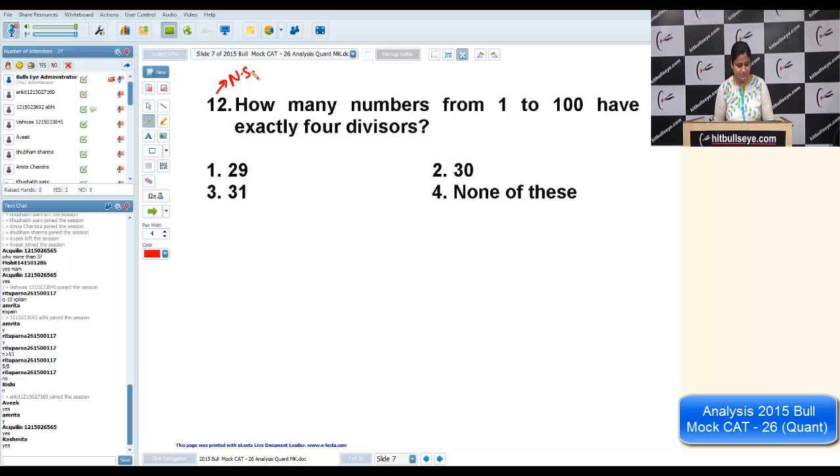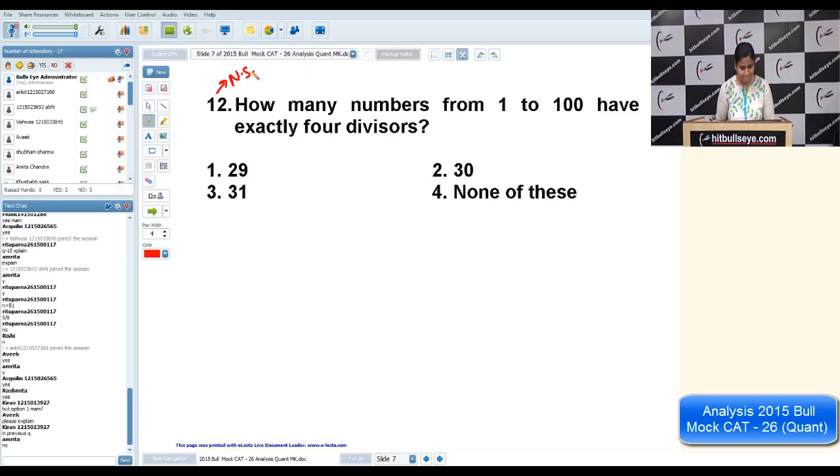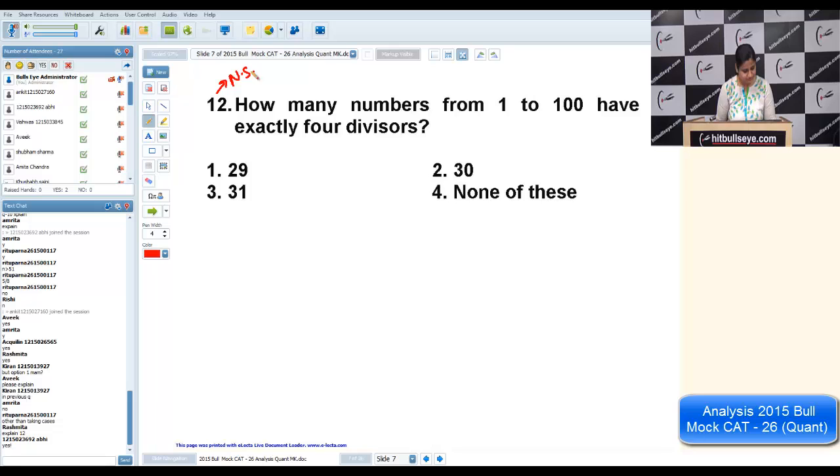Yeah, any problem in this question? Please write the Kiran, I'll come to that. I was waiting for this thing. Rituparna, we don't have any shortcut for this. No.